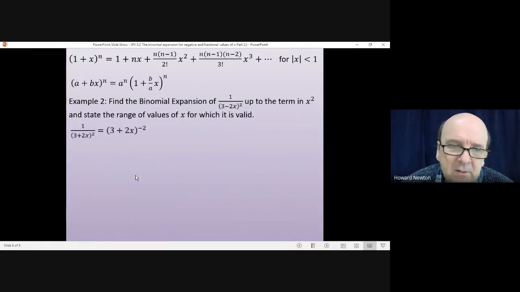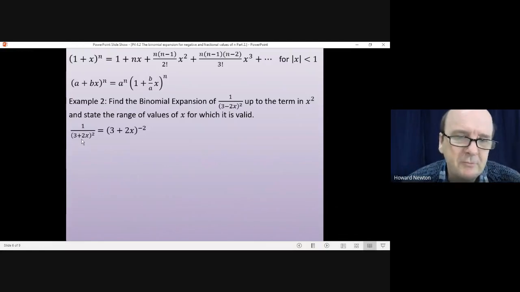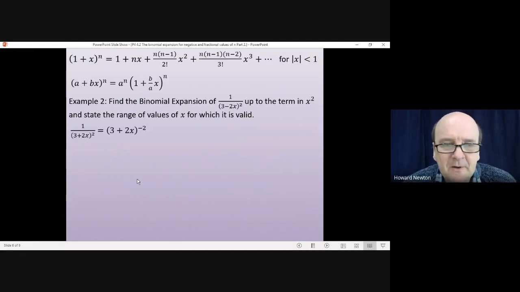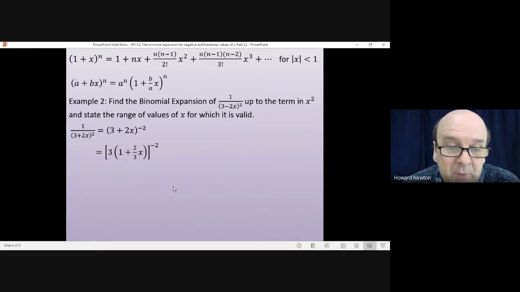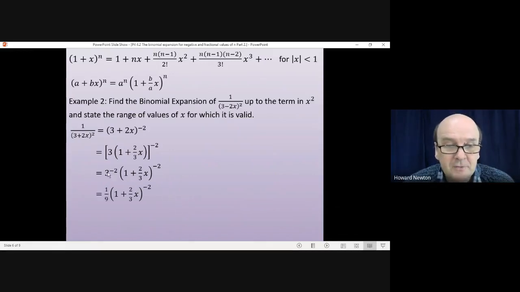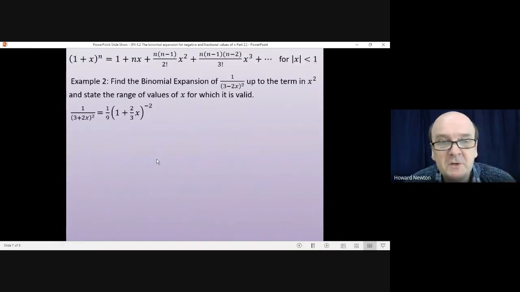Okay, let's have a look. So the first thing is 1 over 3 plus 2x squared is 3 plus 2x to the power of minus 2. Then we've taken 3 outside of the brackets. So that gives us 3 into 1 plus 2/3 x, all to the power of minus 2. Both of these things have to be to the power of minus 2, so we separate it into 2 terms. 3 to the power of minus 2 times 1 plus 2/3 x to the power of minus 2. 3 to the power of minus 2 is 1 over 9. So that's where we've got so far.